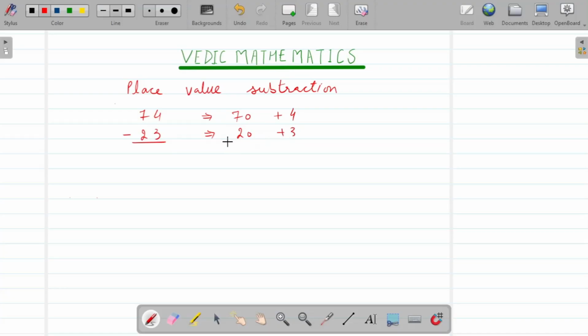When we have to subtract these two numbers, instead of saying 7 minus 2, we will say 70 minus 20. The answer is 50, and 4 minus 3 is 1. We add these two numbers and the answer is 51. Let's take another example.